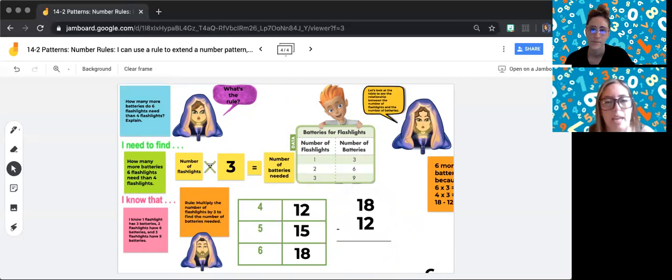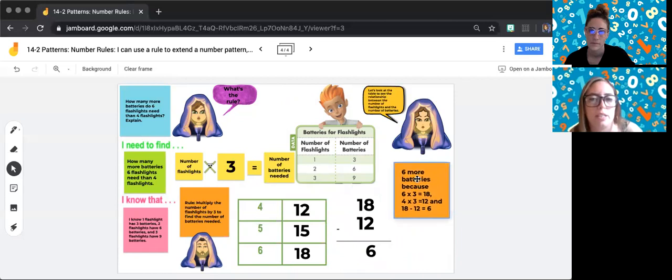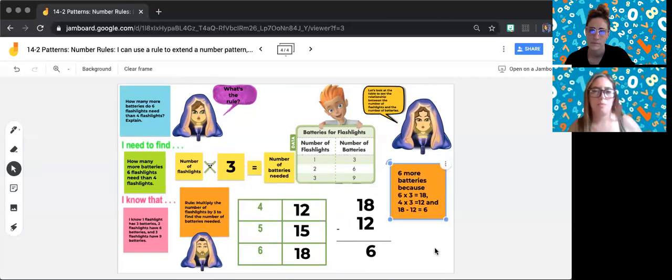So now we can do 8 minus 2, which is going to give us 6, and 1 minus 1 is 0. So 6 more batteries are needed because 6 times 3 is 18, 4 times 3 is 12, and 18 minus 12 equals 6. Great job. That's how we can use our rules with our table and data to extend the number pattern and find different features of that pattern. See you next time.